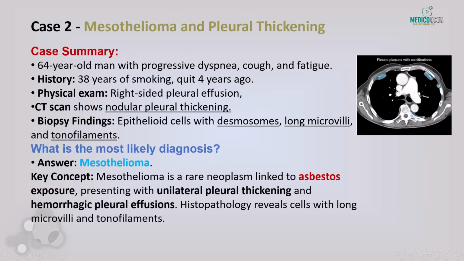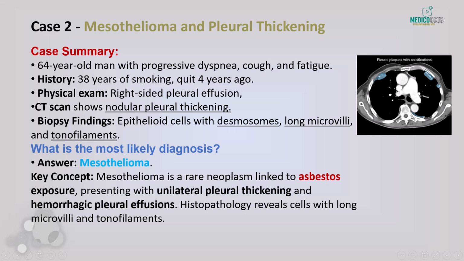Next, in this case, we have a 64-year-old man who presents with progressive dyspnea, a non-productive cough, and fatigue over the past several months. His history is notable for a 38-year smoking history, although he quit 4 years ago. On physical examination, decreased breath sounds and dullness to percussion at the right lung base suggest a pleural effusion, which is confirmed on chest CT. The scan also reveals diffuse nodular thickening of the pleura.